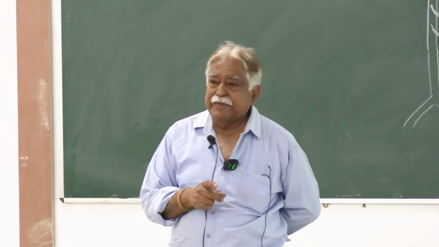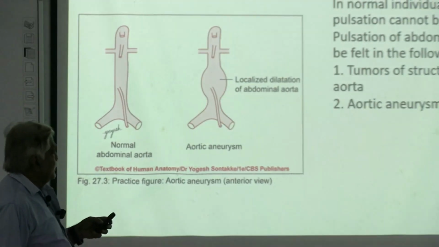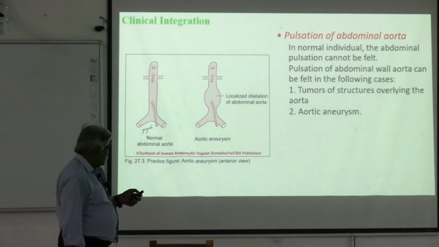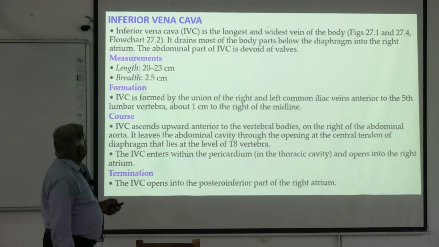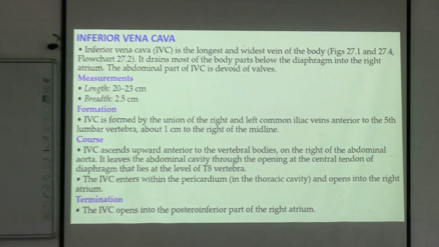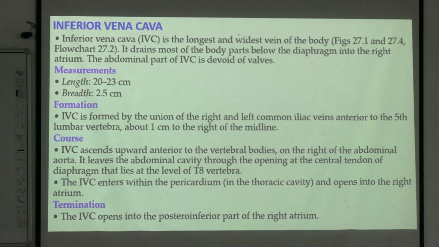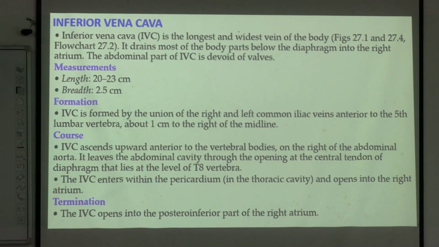এটা একটা দিক। Okay, now, you see, the structures overlying the aorta and aortic aneurysm. Now, inferior vena cava, that is not today's topic. Anyway, I'll just give you a glimpse.